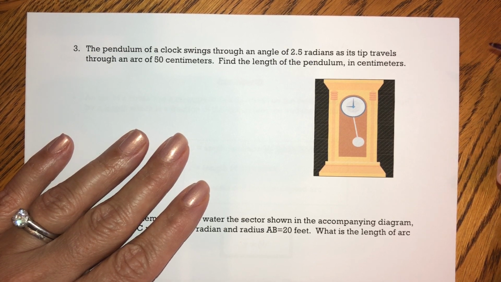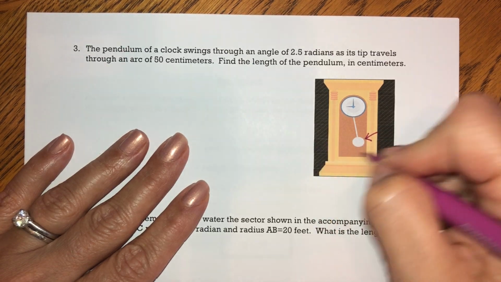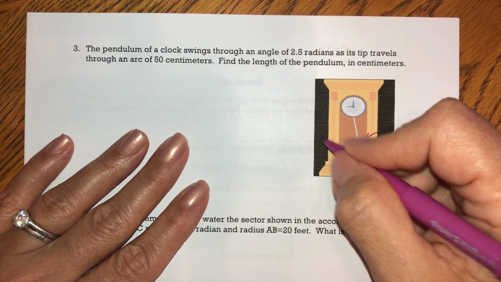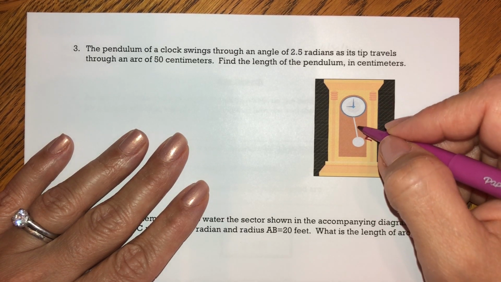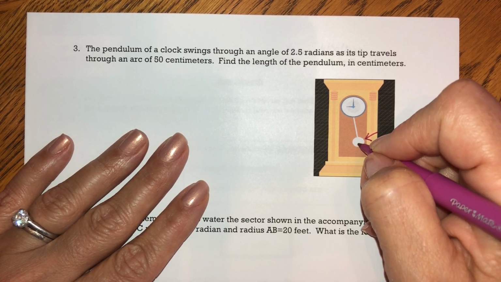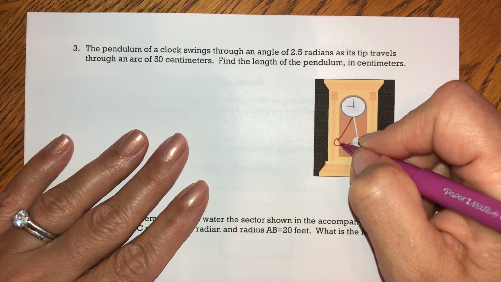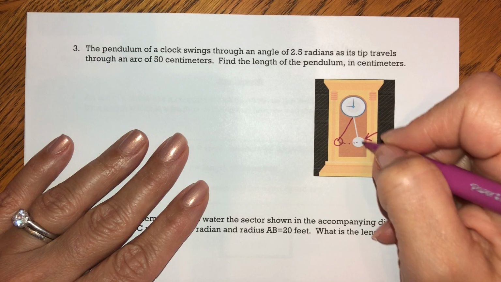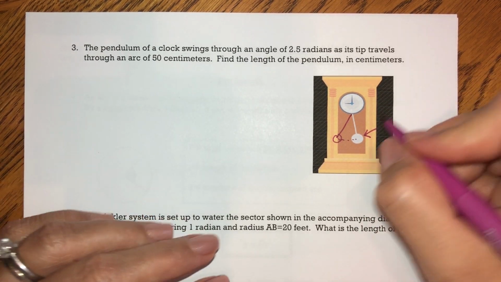So in case you're not familiar with the vocabulary, the pendulum, of course, is this thing. It's the thing that's hanging down that goes tick-tock, back and forth on an old clock, like a grandfather clock. If I simplify what's happening here, this pendulum is swinging back and forth. So we end up with that kind of pie-shaped piece, like what we used on the last two problems.